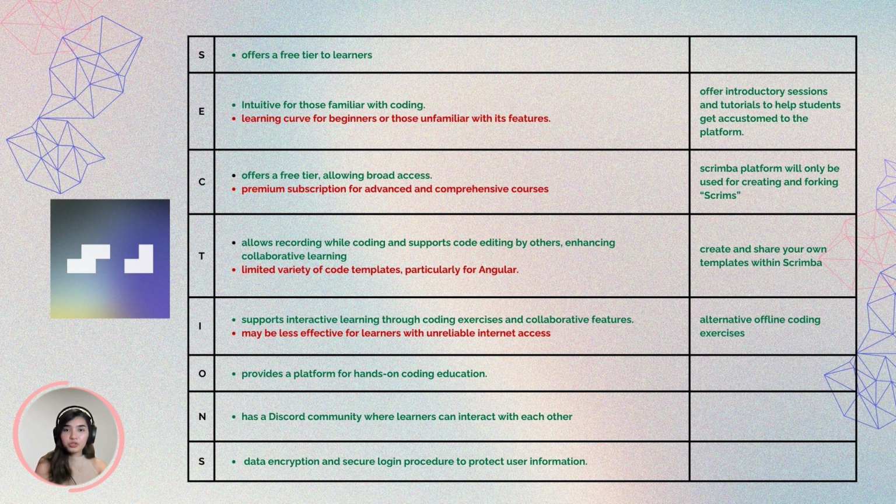Mitigation: offer introductory sessions and tutorials to help students get accustomed to the platform. It is also intuitive for those familiar with coding, however less so for beginners. Mitigation: provide additional support and resources for beginners to ease their learning curve. For the cost, there is a free tier available, but advanced features require a subscription as well. Mitigation: evaluate the necessity of premium features and plan for budgeting accordingly.